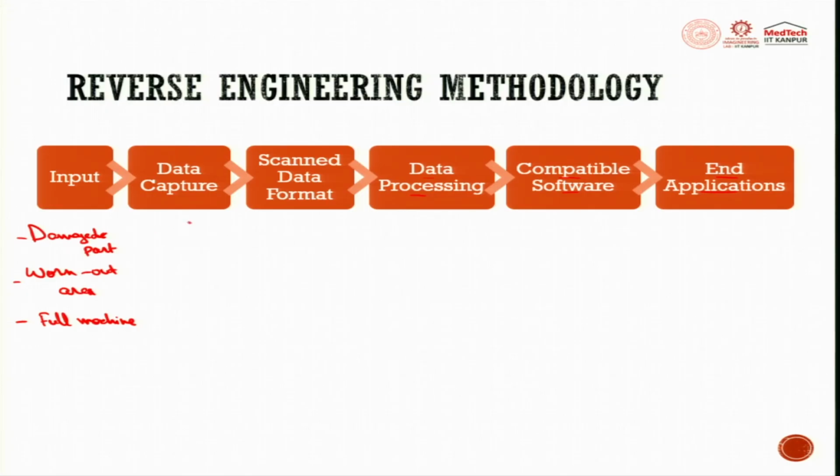For data capture, we have different scanners, like we have the coordinate measuring machine, we have the laser scanner, we have the optical scanner, right, again the transmissive and reflective kind of systems, and we have definitely MRI, CT, and shape from stereo, and so on.